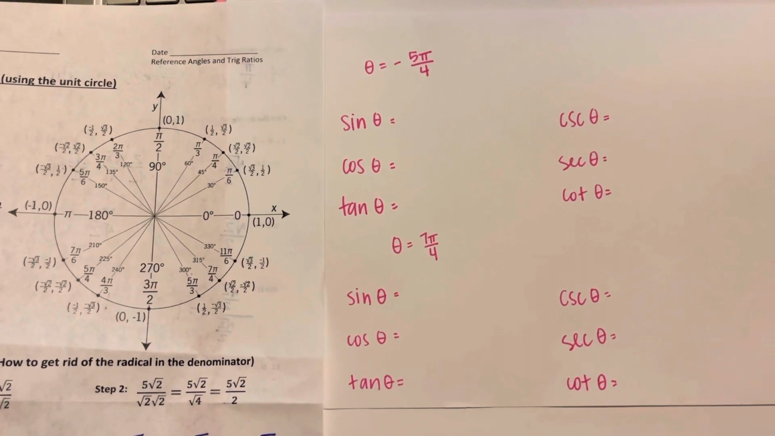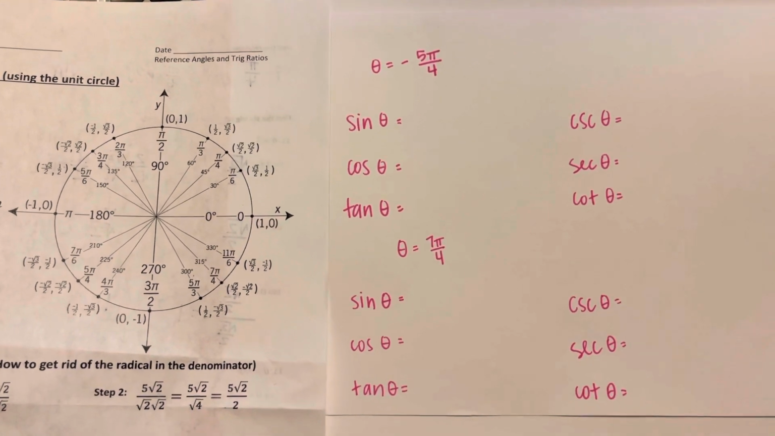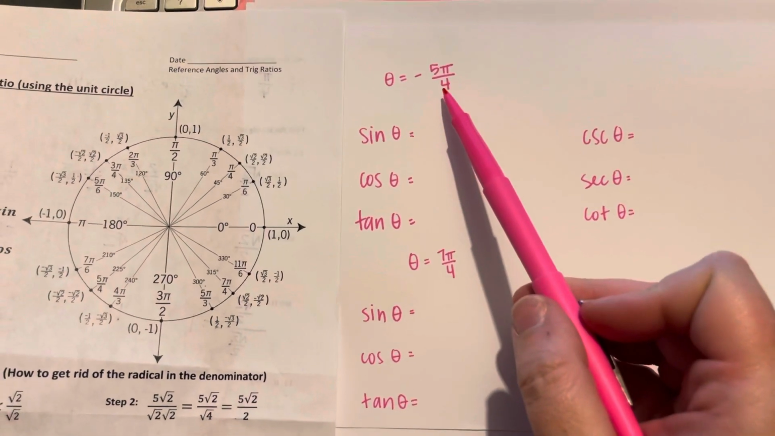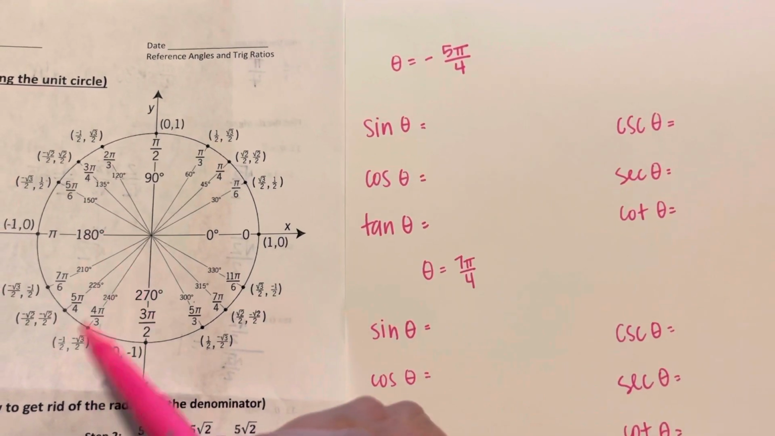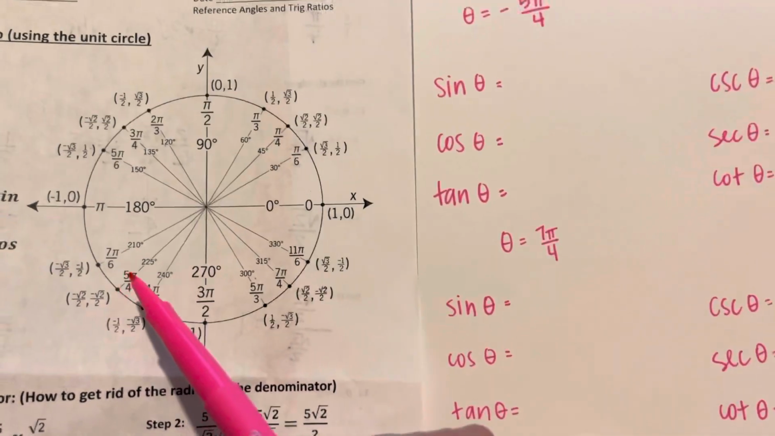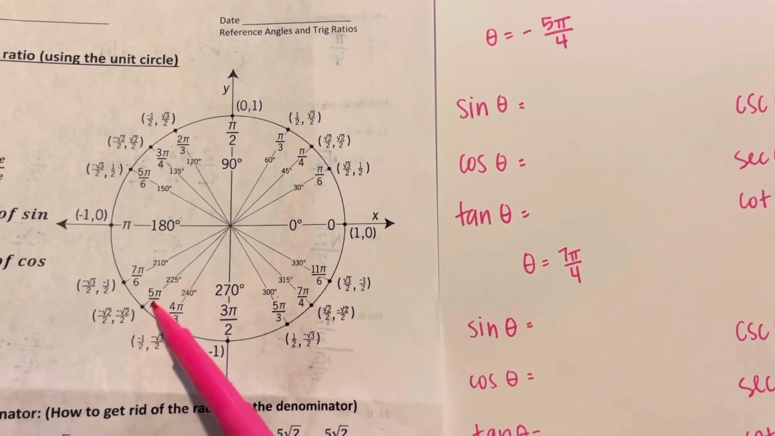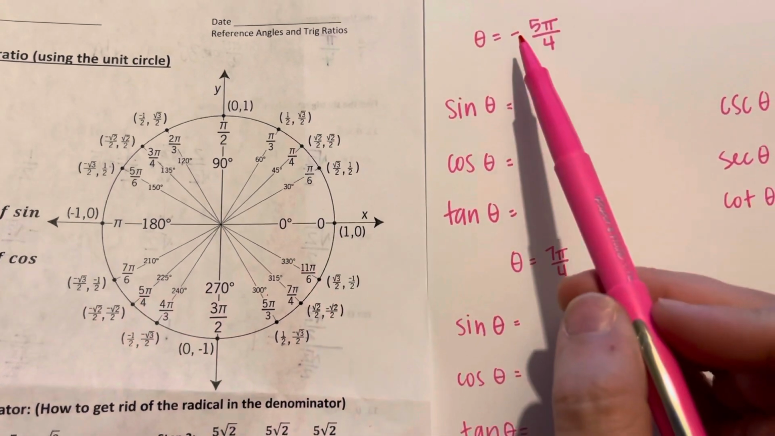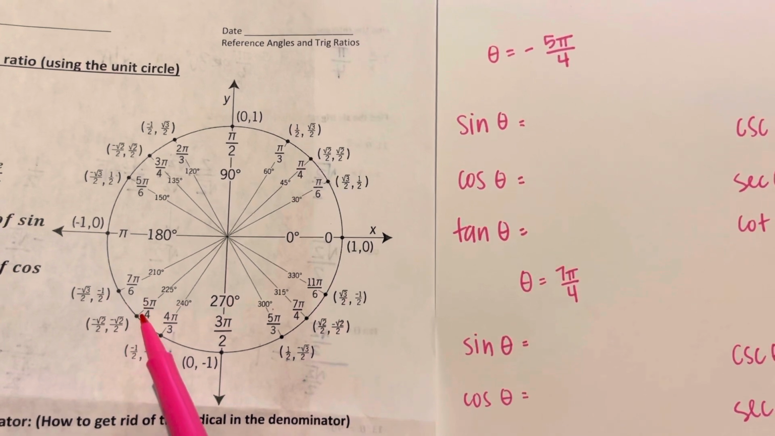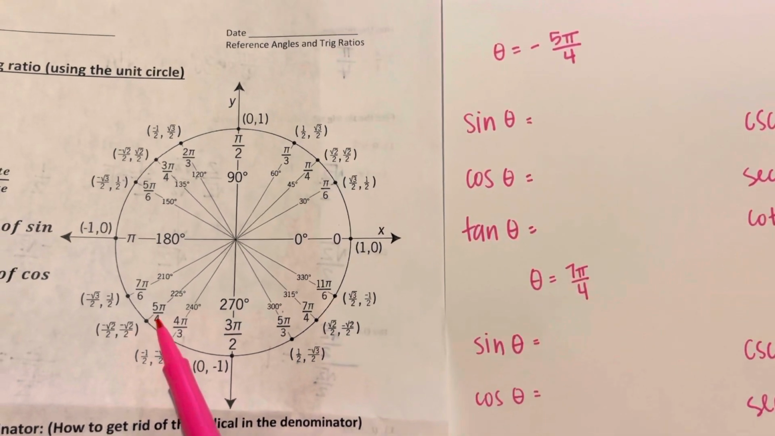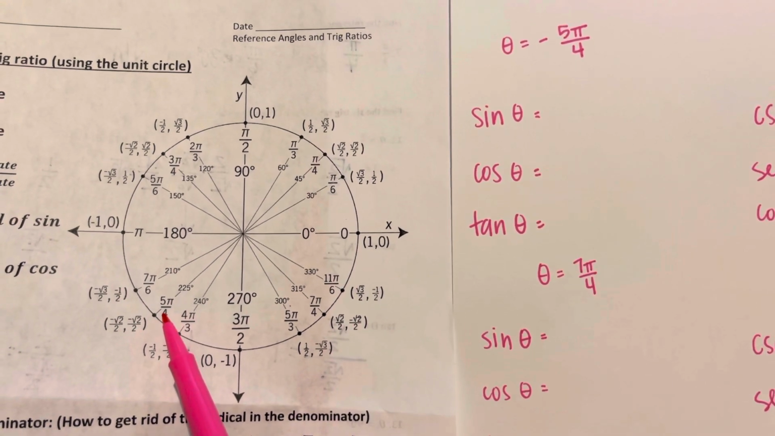In this video, I'm going to show you how to find the 6 trig functions for angles that are in radians. The first angle that's given to us is negative 5 pi over 4. 5 pi over 4 located on the unit circle is here, equivalent to 225 degrees. Because this is negative 5 pi over 4, I cannot use this one. I need to go negative 5 pi over 4 instead of 5 pi over 4.